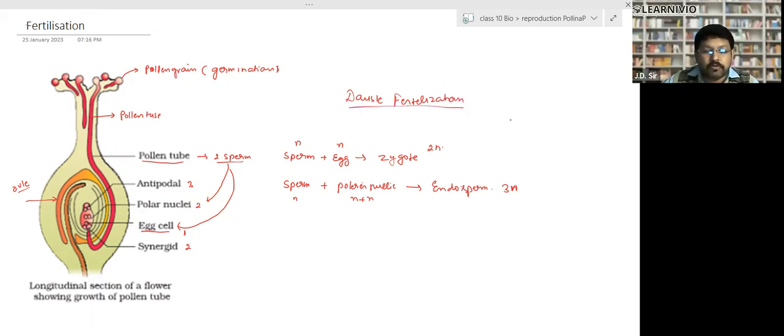Formation of seed takes place from zygote. So look, you eat an apple. The apple part you eat, that is the ovary. Inside the seed, they are basically made up of egg plus sperm. Clear?